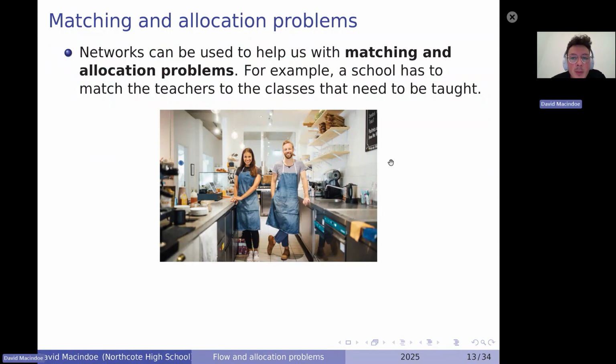So allocation problems, it's things like if you think about a school, they've got all these classes and all these teachers, they have to match them up so that you've got one teacher to each class. Or you might think about a similar thing in a business, of staff and jobs to do.